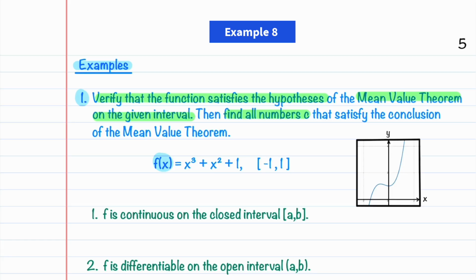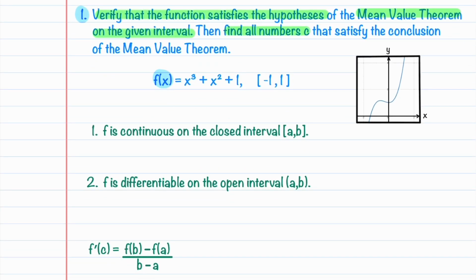I put a graph of our function over here on the right, and we're going to look back at this graph after we finish all of our calculations. The first hypothesis of the mean value theorem is that our function is continuous on the closed interval. Our function, f of x, is a polynomial, so we can write down that f of x is a polynomial.